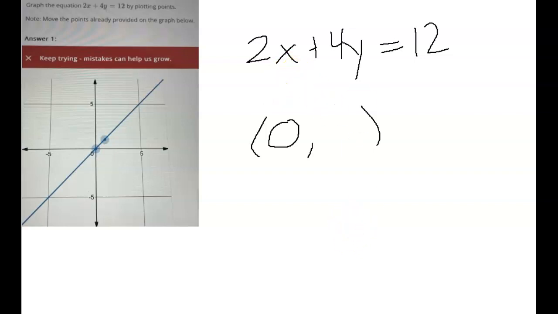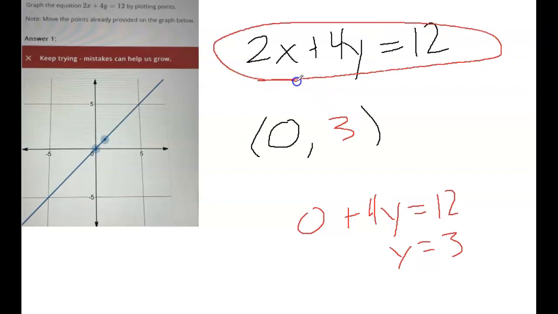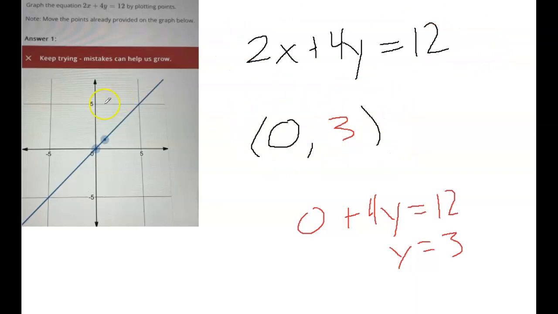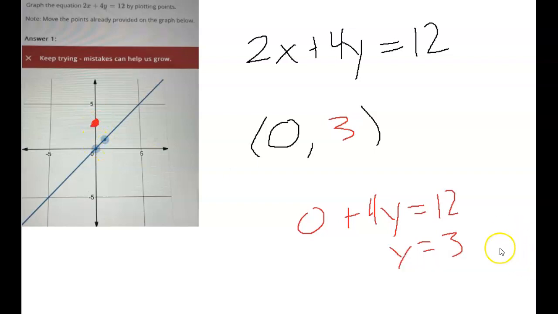So I would have left to solve for then, 0 plus 4y equals 12. Divide both sides by 4, y equals 3. So if I plug a 0 in for x, y is 3 makes this equation true. So that point (0, 3) is on the line. So you would need to go to x 0, y is 3, which is about right here, up 3, and that is a point on your line.